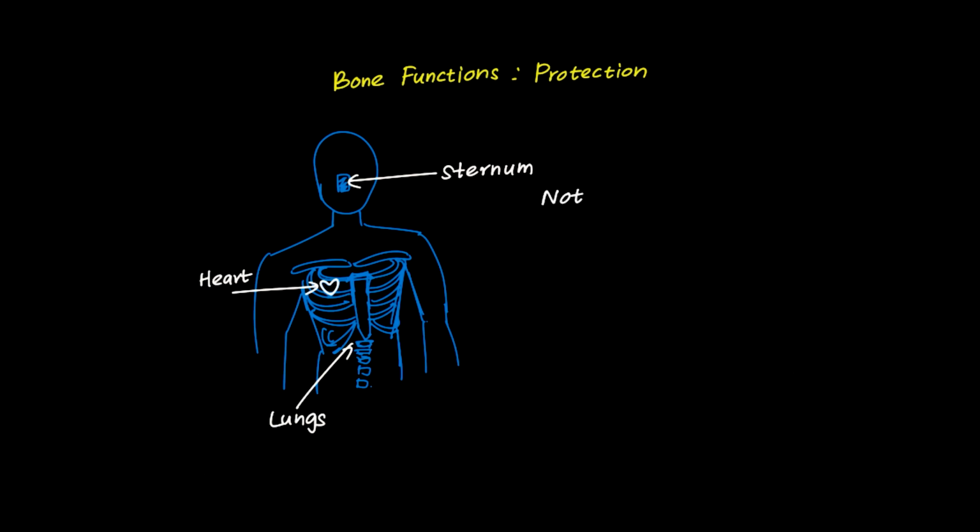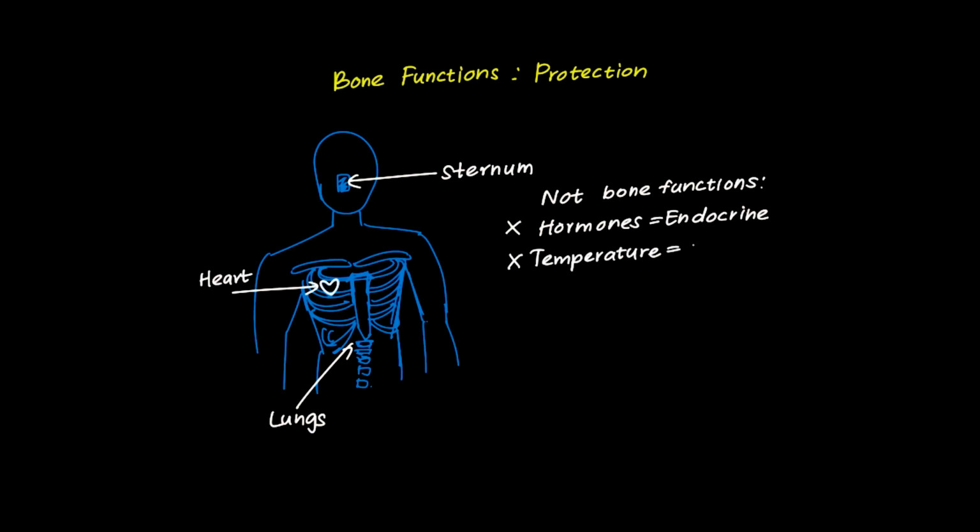Now, the other options mix up body systems. Producing hormones, that's your endocrine system, glands like the thyroid and pancreas. Regulating body temperature, that's mostly your skin and sweat glands in the integumentary system. Filtering waste from blood, that's your kidneys in the urinary system. Bones do none of those things.